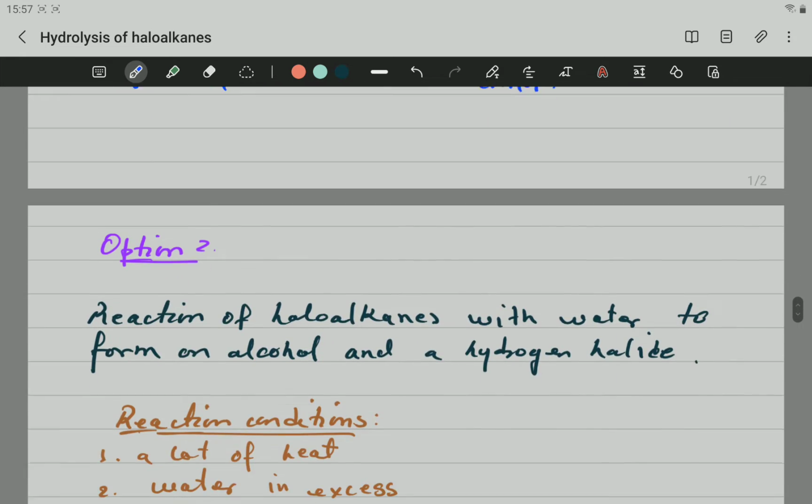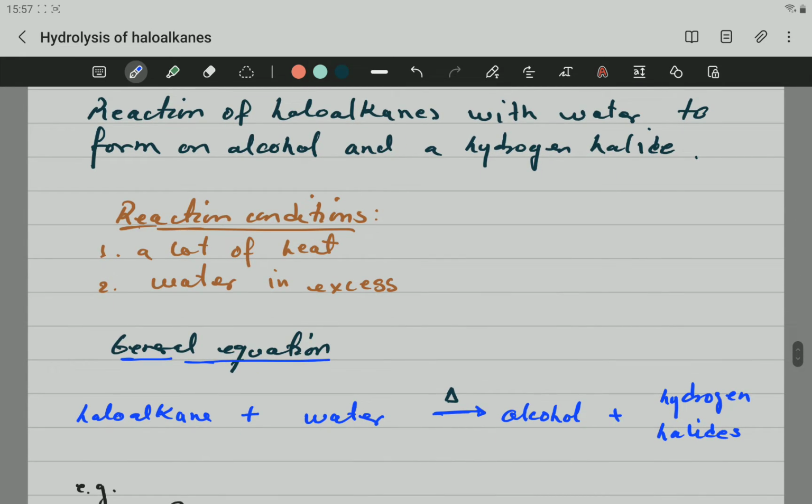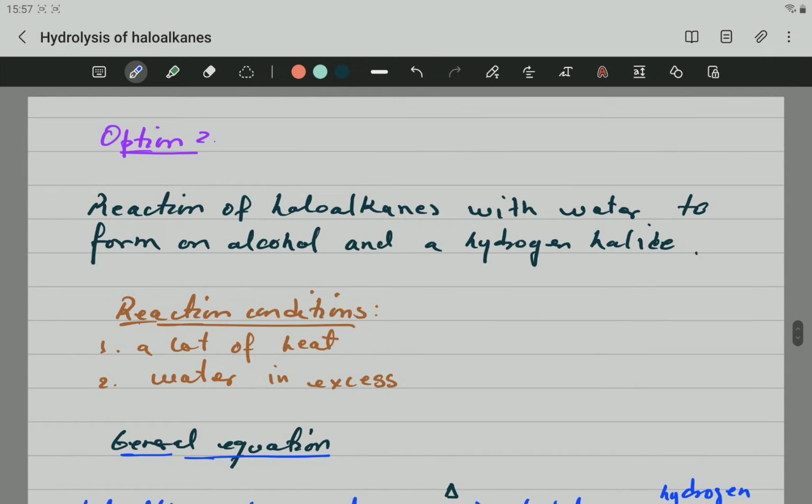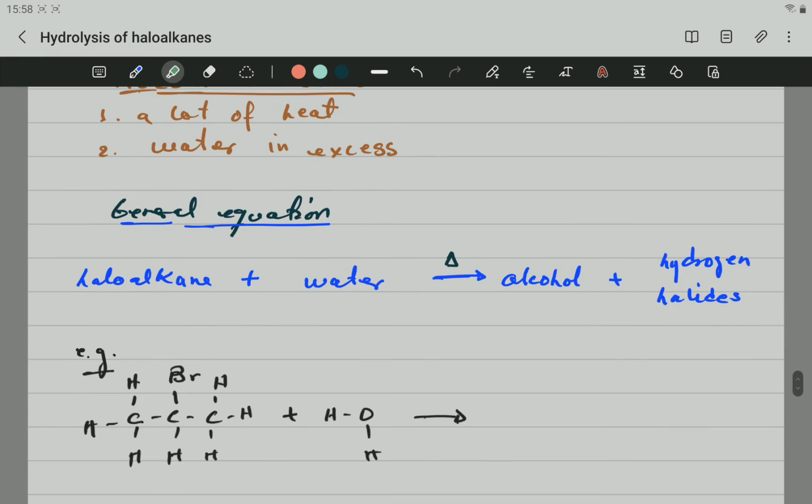Option 2 is the reaction of the haloalkane, but instead of a strong base, it reacts with water to form an alcohol. In this reaction you also need a lot of heat, and you need water in excess because the reaction must happen with water. As a general equation, a haloalkane reacts with water to form an alcohol and a hydrogen halide. Now we are going to see one example for this one.